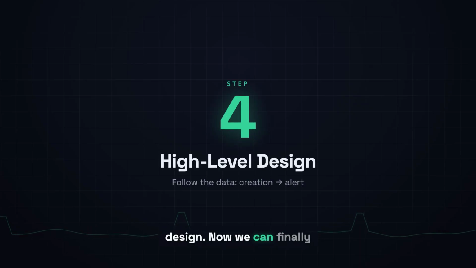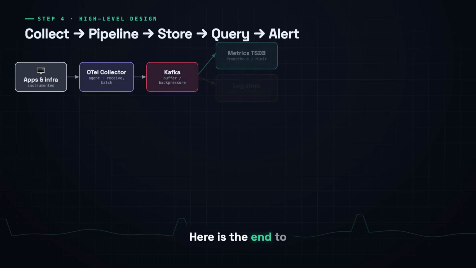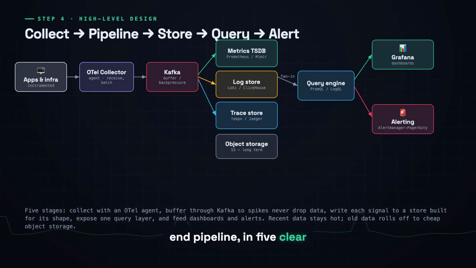Now we can finally draw the architecture, following the data from creation to alert. Here's the end-to-end pipeline in 5 clear stages. Stage 1, collection. A lightweight agent, usually an OpenTelemetry collector, runs alongside your apps to receive, batch, and forward their telemetry. Stage 2, the pipeline. Everything flows into a buffer like Kafka. This is crucial. When a traffic spike floods the system, Kafka absorbs the surge so data is never dropped.